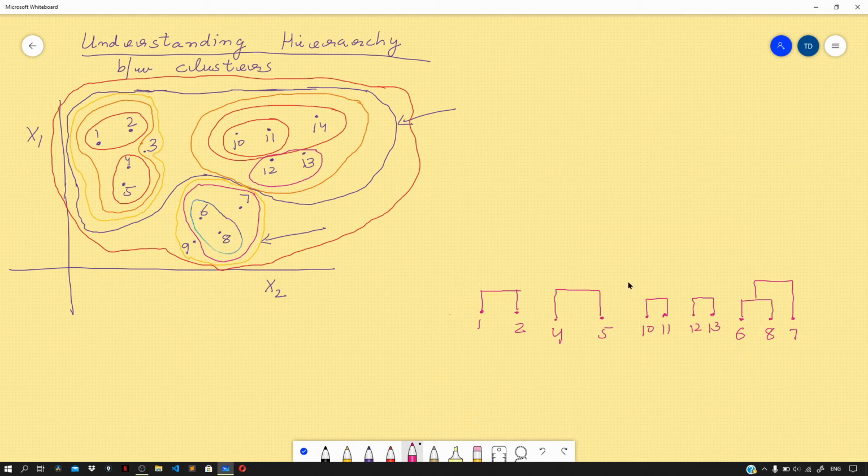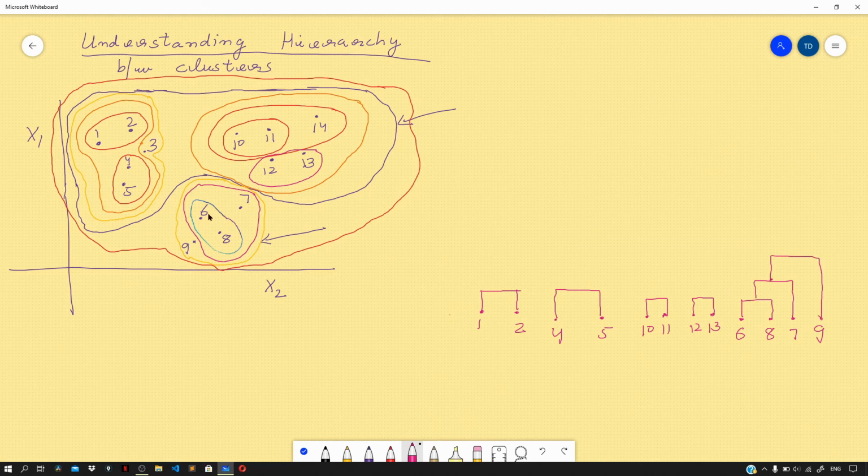Then whatever new cluster we get, we merge it with a single data point represented by 9. So this cluster then combines with this point 9 to form this yellow cluster, right? So let us take the point 9 and then combine this entire cluster with this one to form our yellow cluster, which is this one.